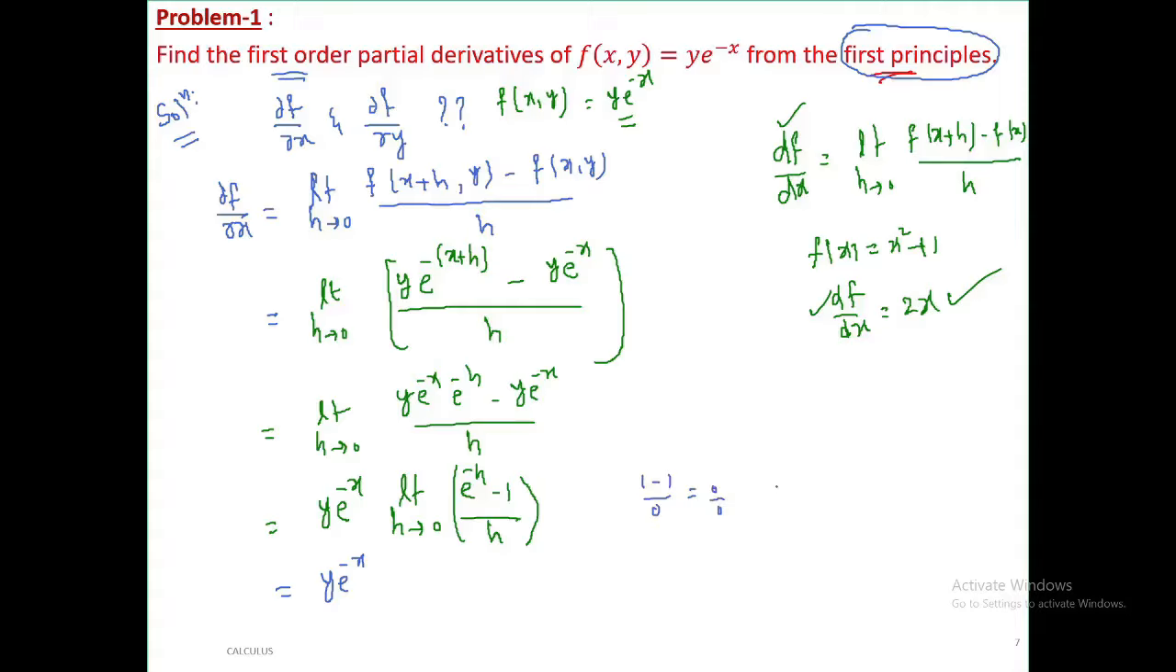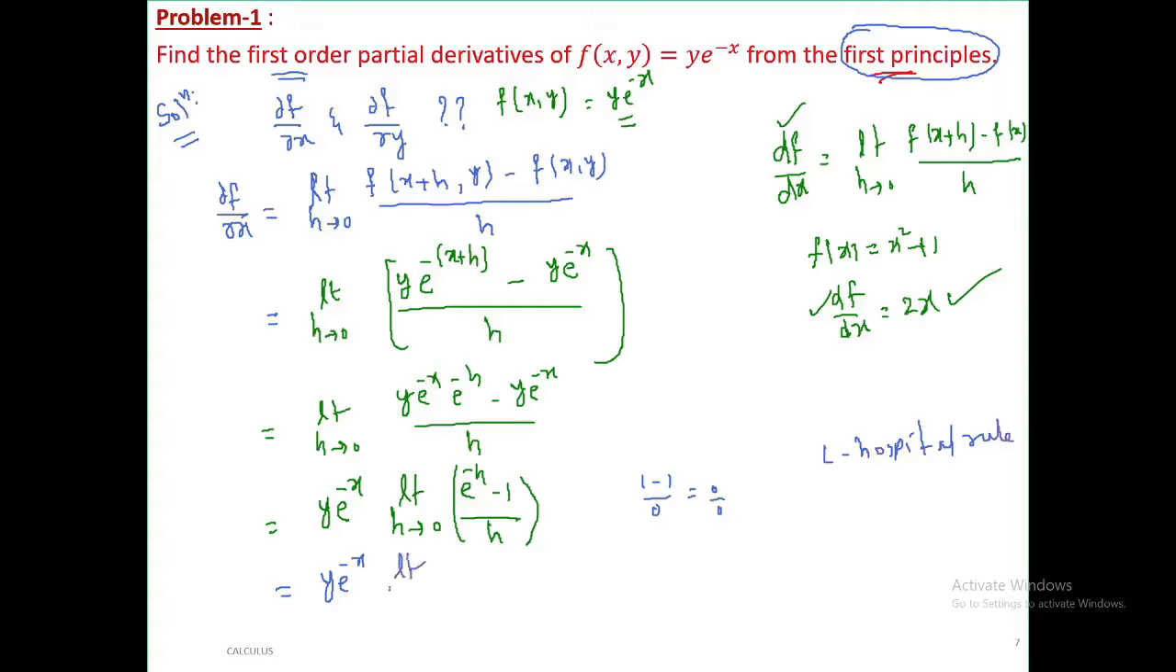Don't say path limits. Why? Because it is a function of a single variable only. If it is a single variable, go to L'Hospital rule. If it is a two variable function, then go to path limits or simplifying the function. So L'Hospital rule. Okay, then apply.